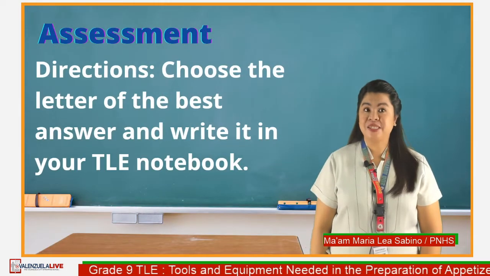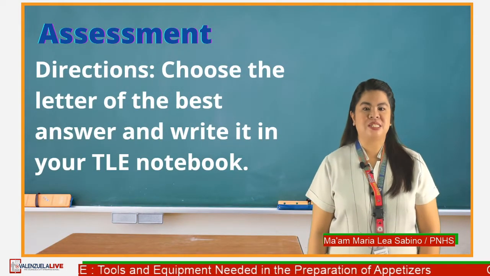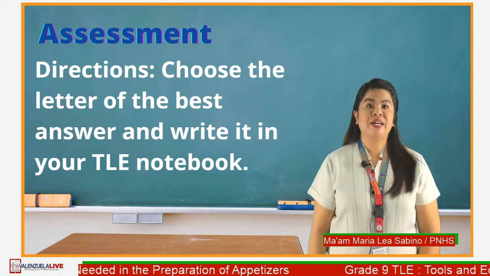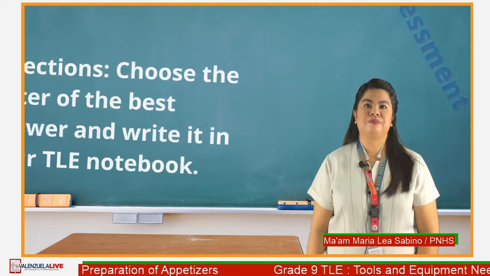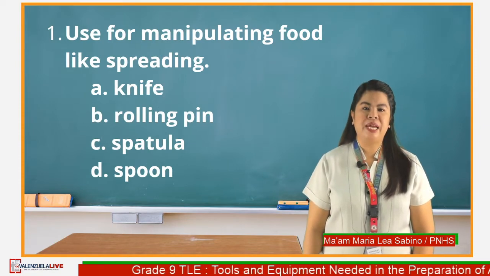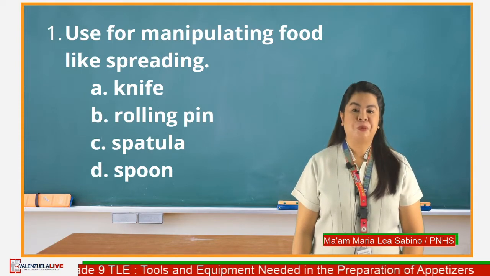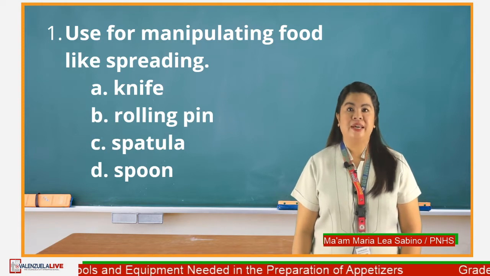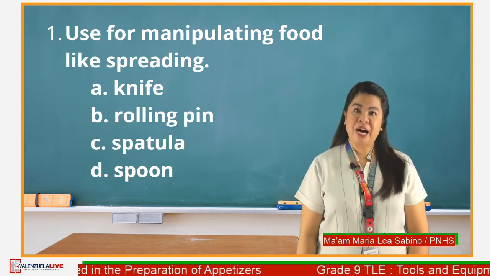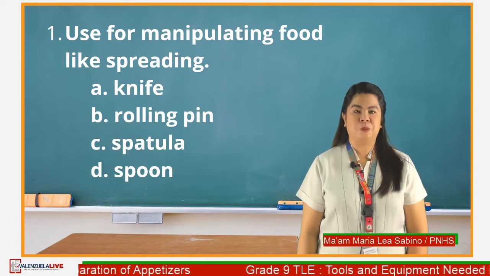Assessment. Let us answer. Directions: Choose the letter of the best answer and write in your TLE notebook. Number 1. Use for manipulating foods like spreading. A. Knife. B. Rolling pin. C. Spatula. D. Spoon.